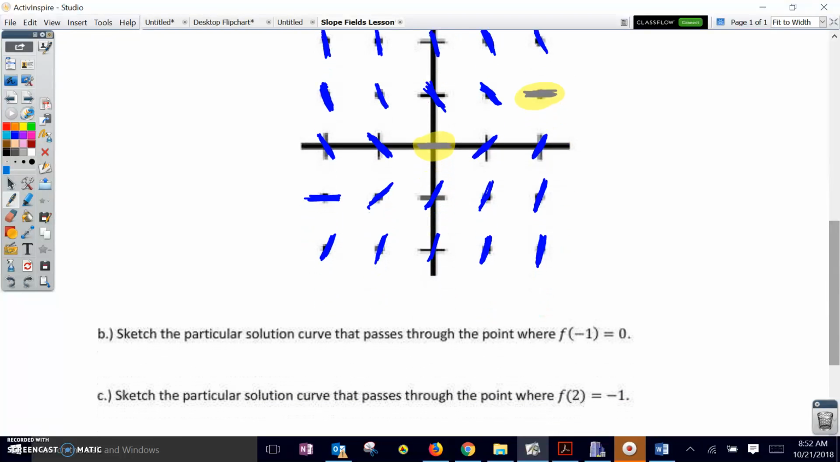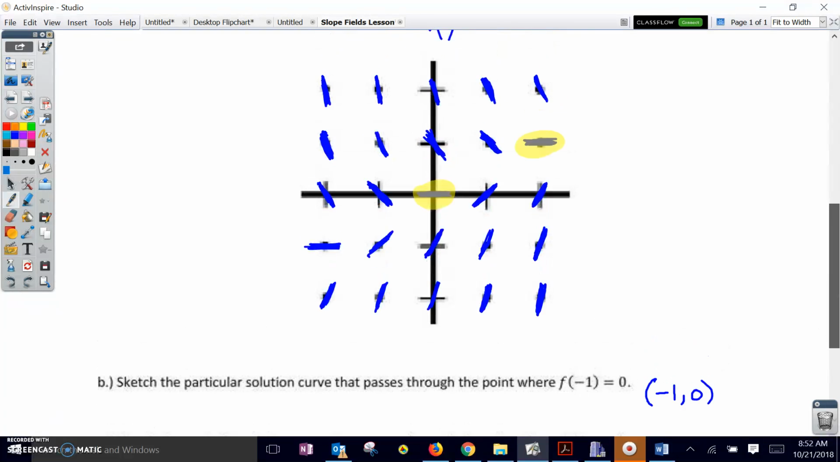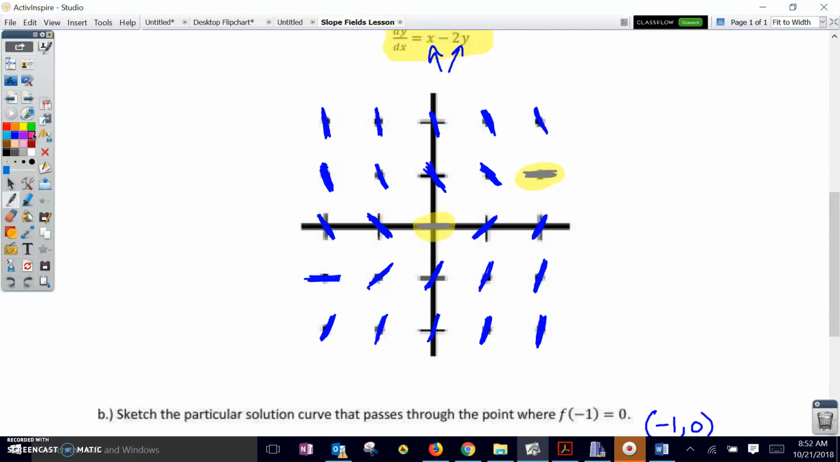Let's look at part B here. We're going to sketch the particular solution that passes through the point where f of -1 is equal to 0. So this is going through the point -1, 0. So what I'll do to sketch that is I will sketch a point at -1, 0. And then I will use the contours of the slope lines to help me determine where exactly this solution curve is going to go. To the left, the slopes get bigger and bigger negative values as we go. So the slope lines are going to look something like that, or the solution curve is going to look something like that. And mind you, this is a rough sketch.